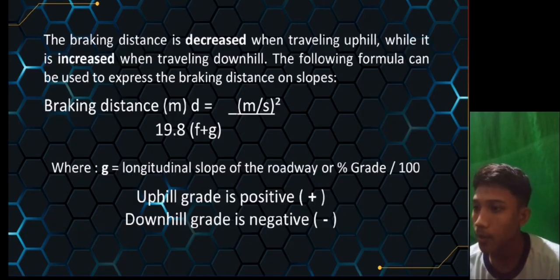The braking distance is decreased when traveling uphill, while it is increased when traveling downhill. The following formula can be used to express the braking distance on slopes. Braking distance D, in meters, is equal to (meter per second) squared over 19.8 times F plus G, where G is the longitudinal slope of the roadway, or percent grade over 100. Uphill grade is positive while downhill grade is negative.